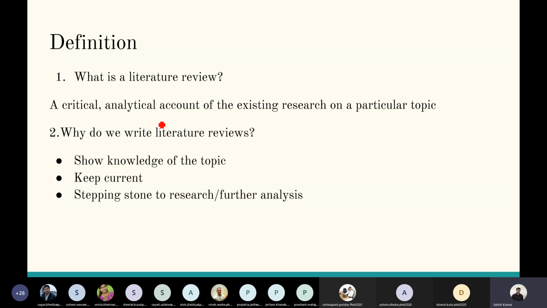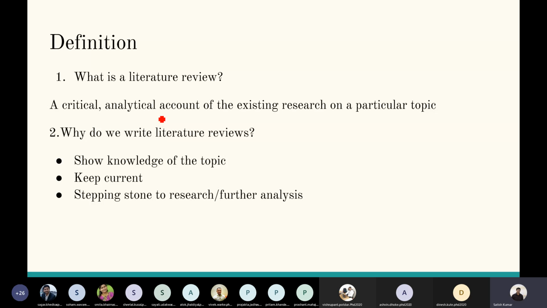Literature review is nothing but a critical analytical account of existing research on a particular topic. So it's nothing but what I said. It's a type of review which you are presenting. You are presenting your current knowledge, including substantive findings as well as theoretical and methodological contributions that are being built on a particular topic.